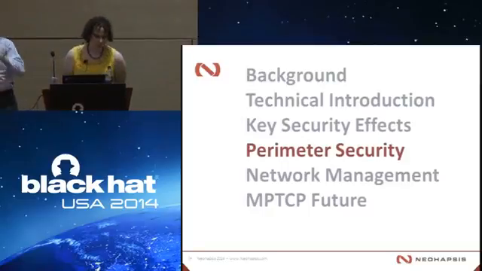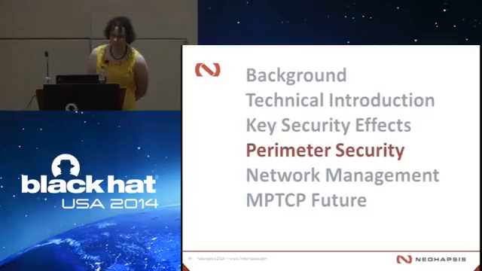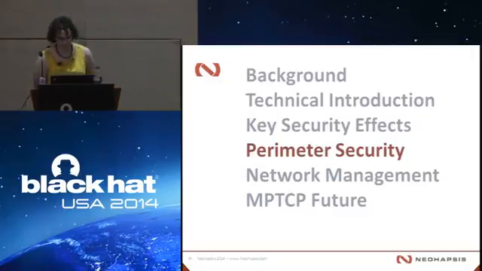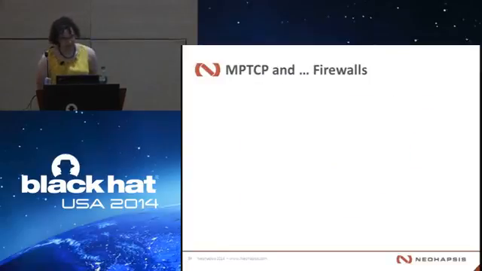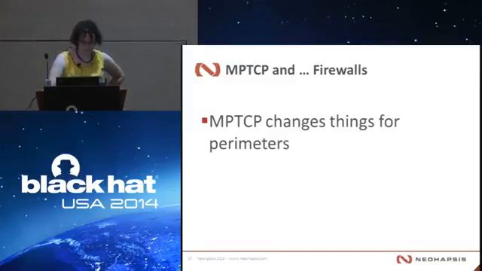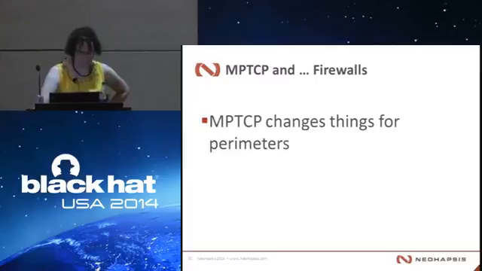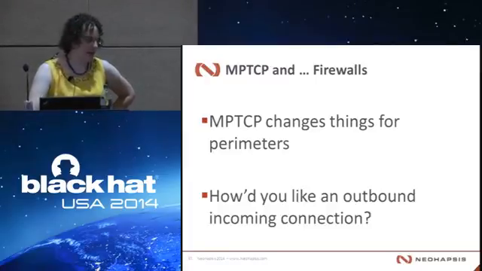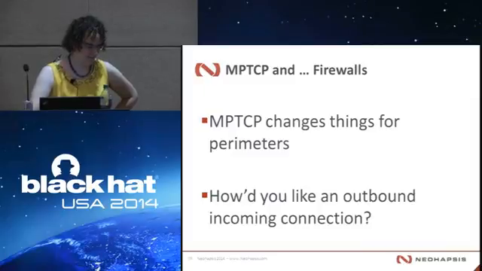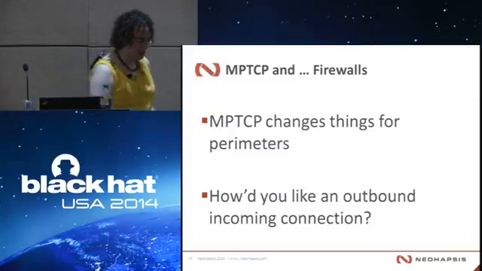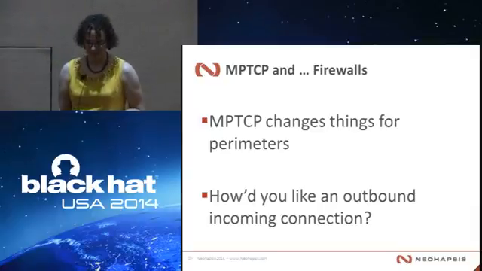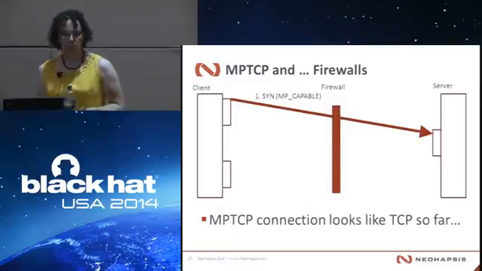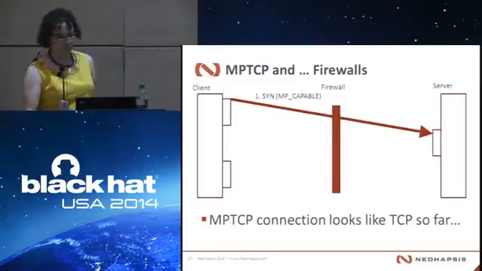Okay. So obviously this change in flow has some difference for perimeter security. But what does that mean? Well, it means your firewalls are going to start seeing some interesting things. How would you like an outbound incoming connection? Outbound but incoming. That makes sense in the multipath TCP world. What do I mean? Okay, so let's set that up.